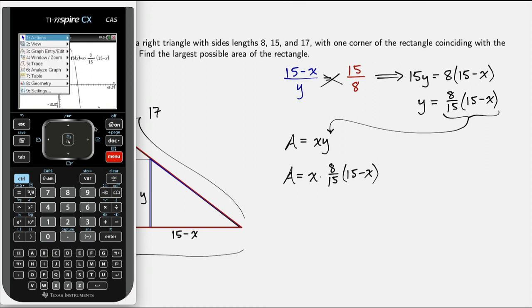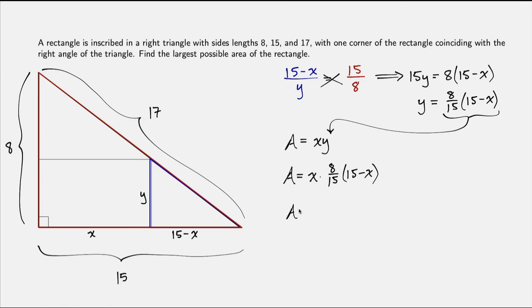So we'll go to Menu, Analyze Graph, and we're going to find that maximum. We're going to click to the left of that maximum and to the right of that maximum. And there is the point. Now these two coordinates: the first coordinate is that input, the variable x, and the second coordinate is the output of the function, which is A, the area. And we're looking for that largest possible area, so that largest possible area is equal to 30.